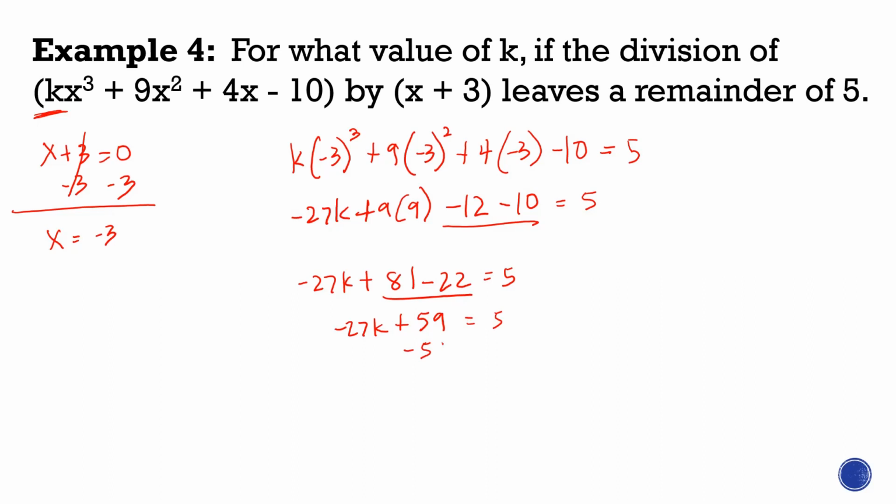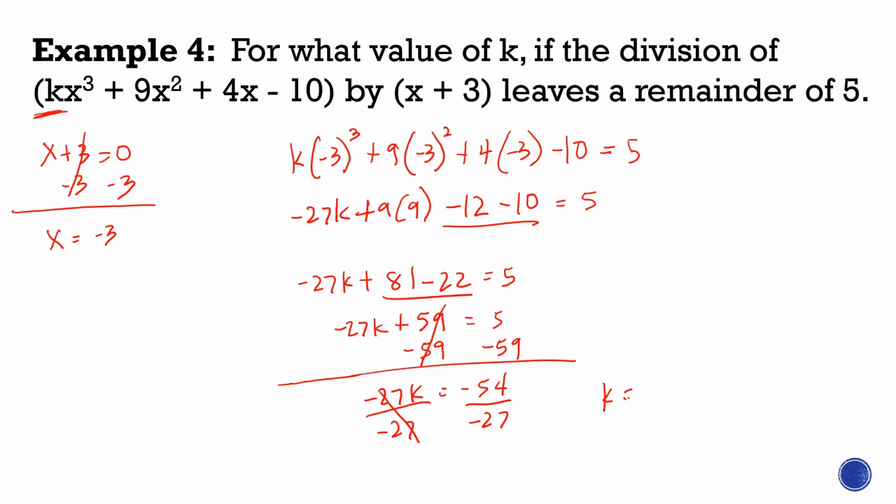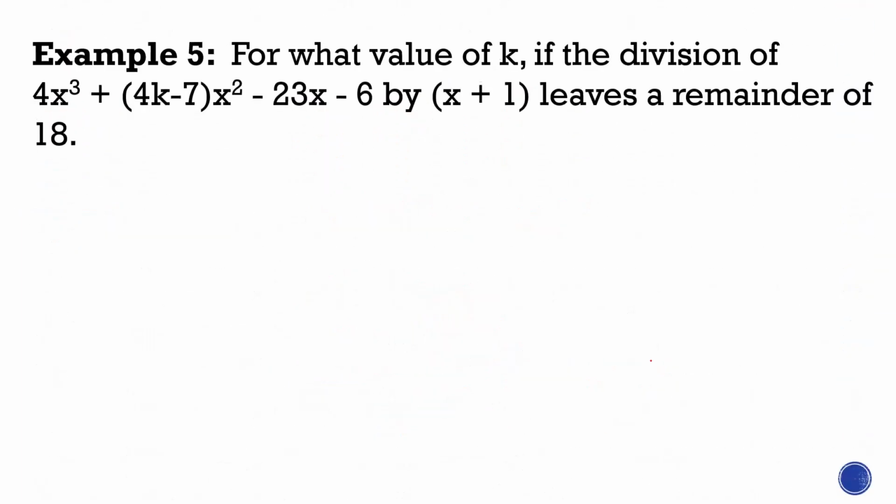And then I'm going to subtract 59 on both sides. This is going to be negative 27k equals negative 54. And finally, divided by negative 27 on both sides. So k is equal to positive 2. Okay. Next, let's go to the last example.